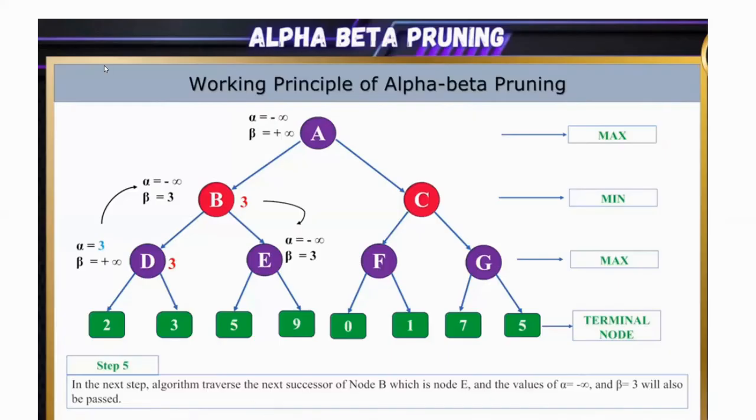So step number 5. In the next step, the algorithm travels to the next successor of node B, which is node E, and the values of alpha equal to minus infinity and beta equal to 3 are also passed. This is just passing, this is what is done in step number 5.